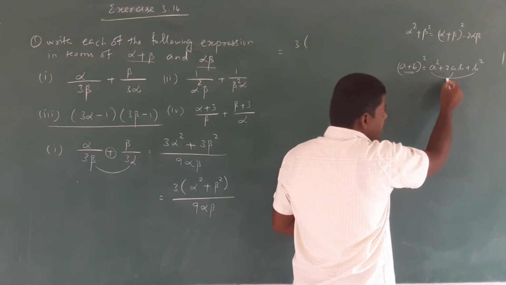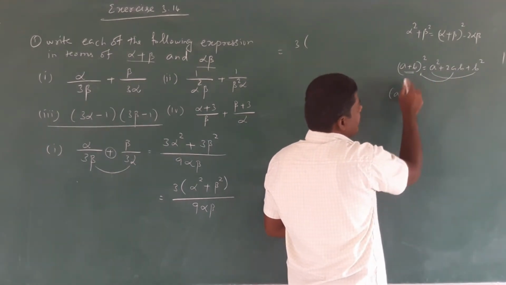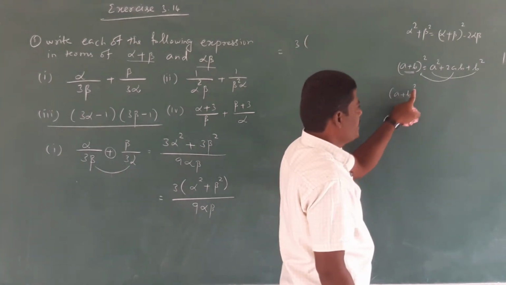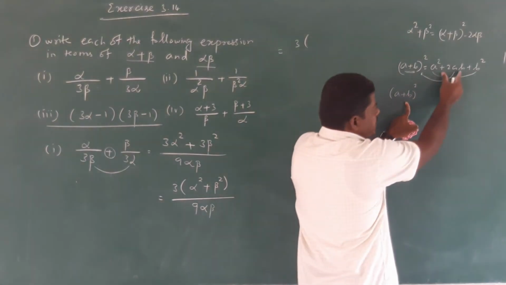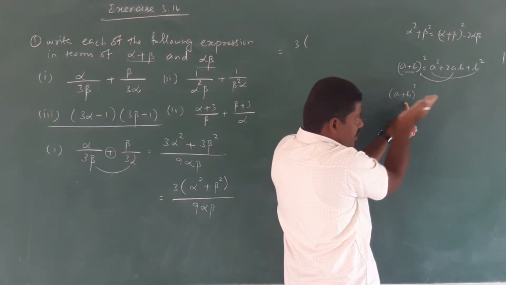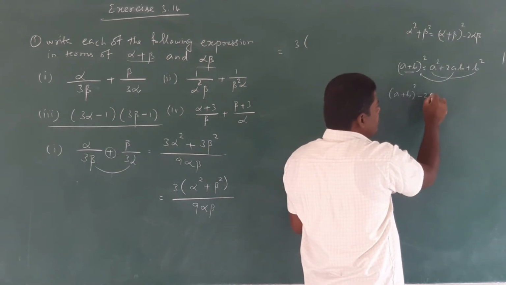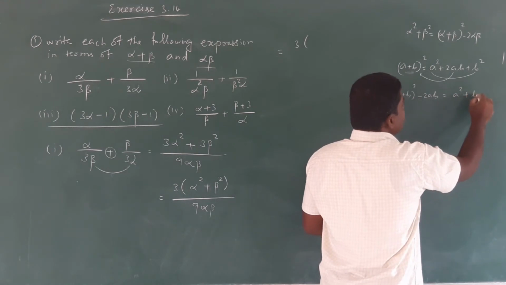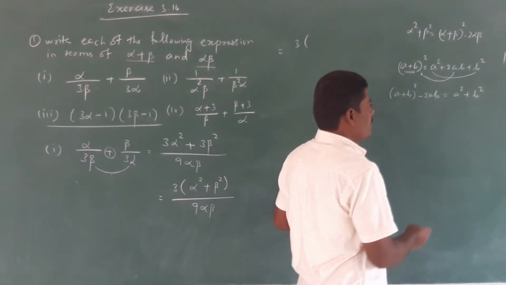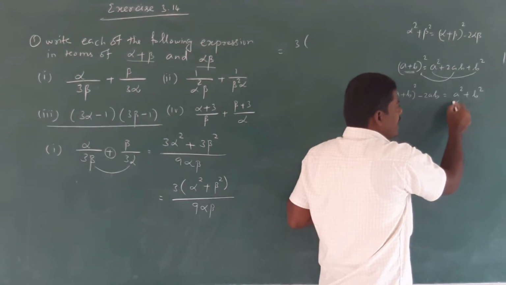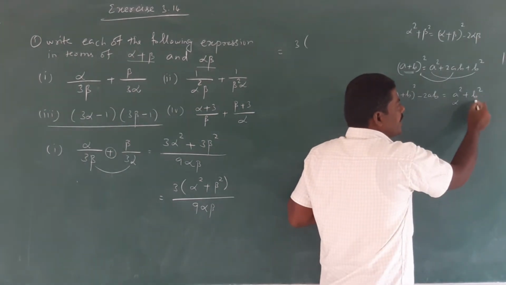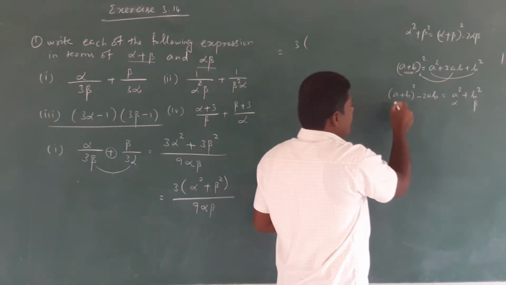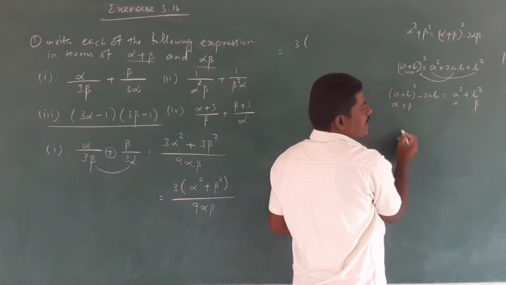This 2ab is sent to the left side. Already a plus b the whole square is there on the left side. This plus 2ab sent to the left side becomes minus 2ab, which is equal to a square plus b square. Understand? That means instead of a, you take alpha, and instead of b, you take beta. What do you get? Alpha square plus beta square is equal to alpha plus beta the whole square minus 2 alpha beta.